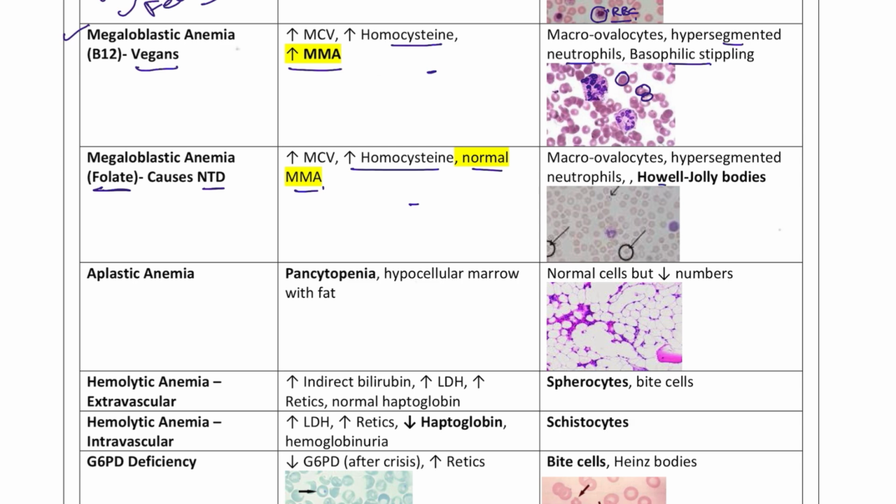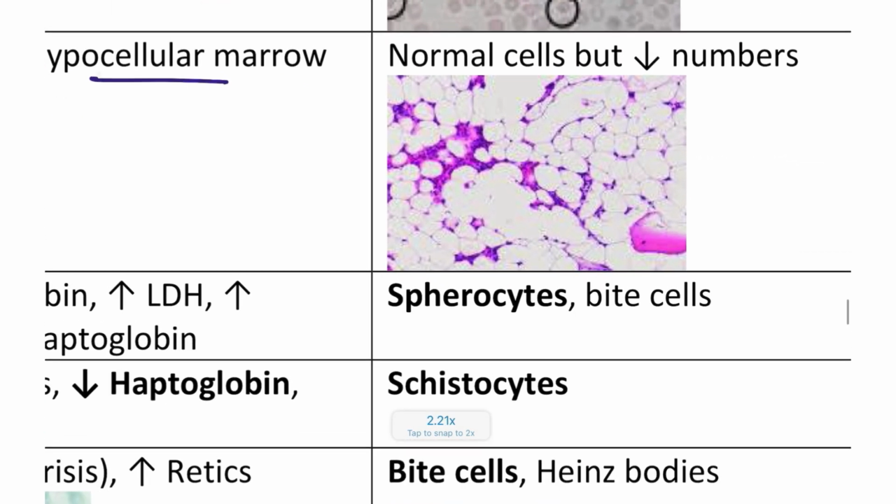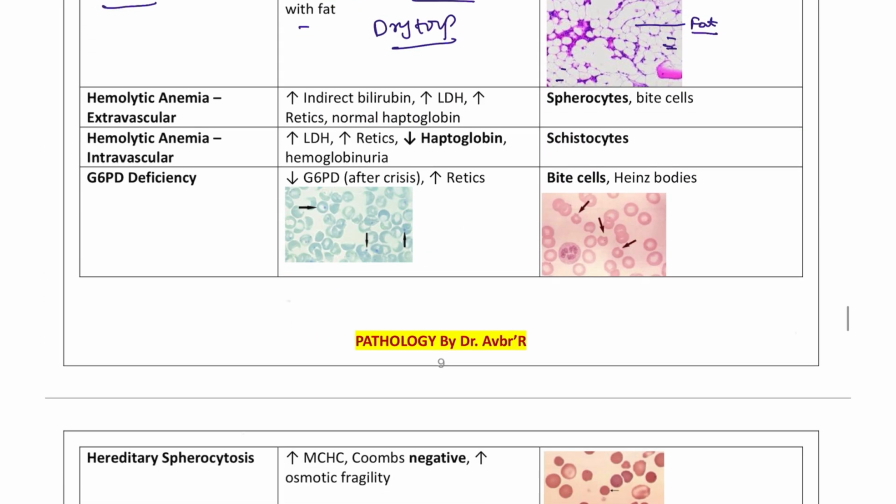Same, there will be Howell-Jolly bodies and hypersegmented neutrophils, all will be seen in both conditions. Aplastic anemia: pancytopenia, hypocellular marrow. Here you can see the marrow. This is completely fat. This is the bone marrow aspiration, where you are seeing only fat. There is no proliferation of the cells, and a hypocellular marrow and dry tap will be seen in this patient.